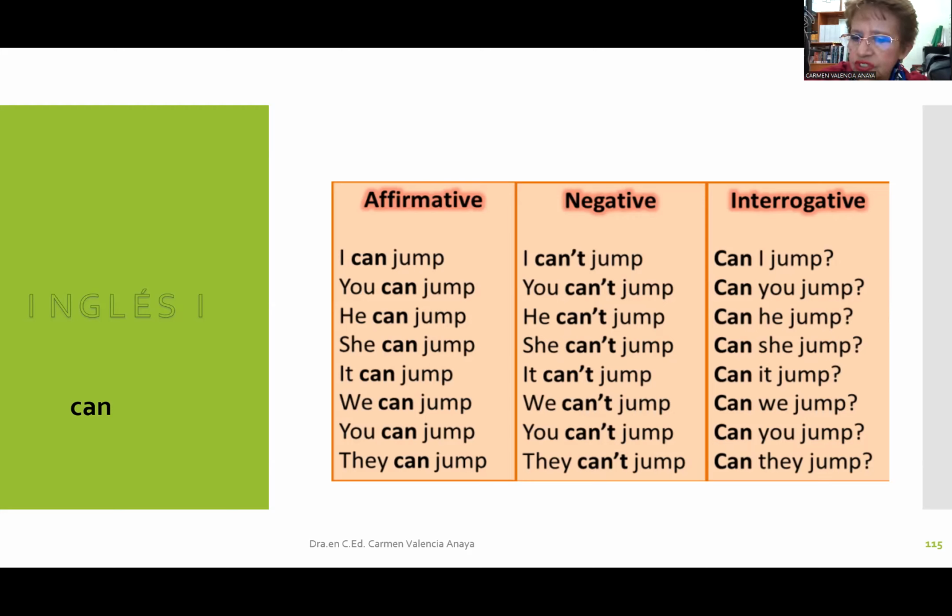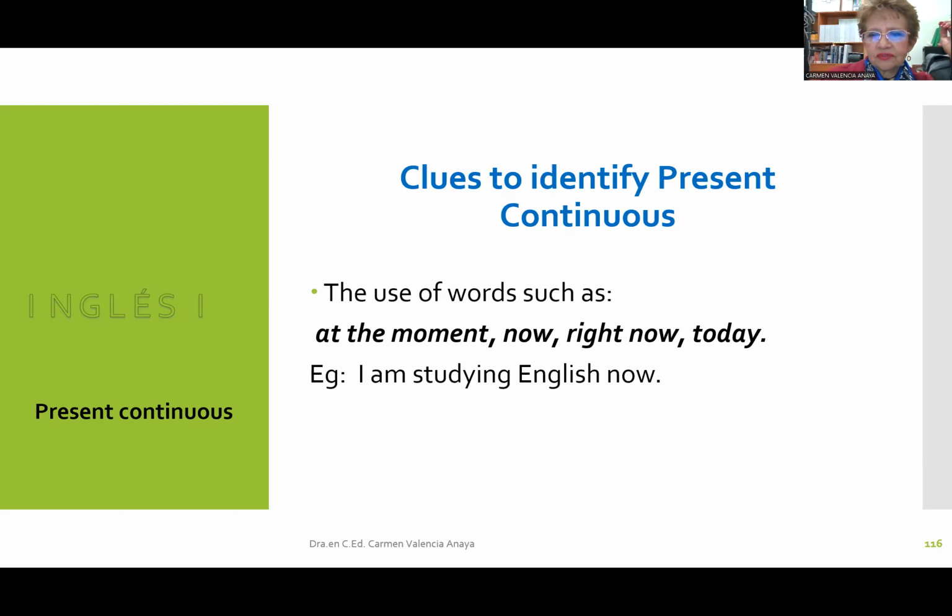It's very important to take into account that can is going to be followed by the simple form of the verb in affirmative, negative, and interrogative form. Okay? This is the most important. In conclusion, you are going to use the modal verb can, can't, or can I, or can you, can we, and so on, to express at the beginning ability to do something, and second one to express a permission to do something.